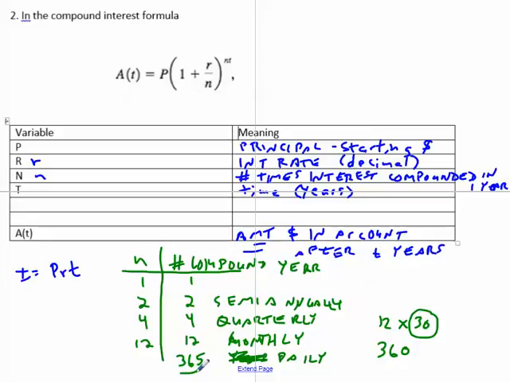So in this book that we're using, for daily compounding, we use n equals 365. So that's basically what the compound interest formula means and what the variables mean as well.